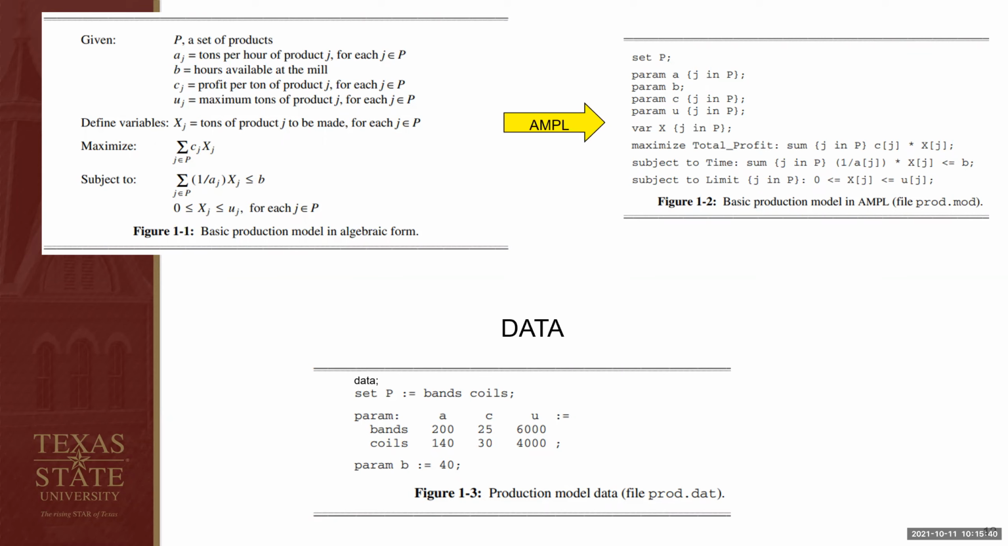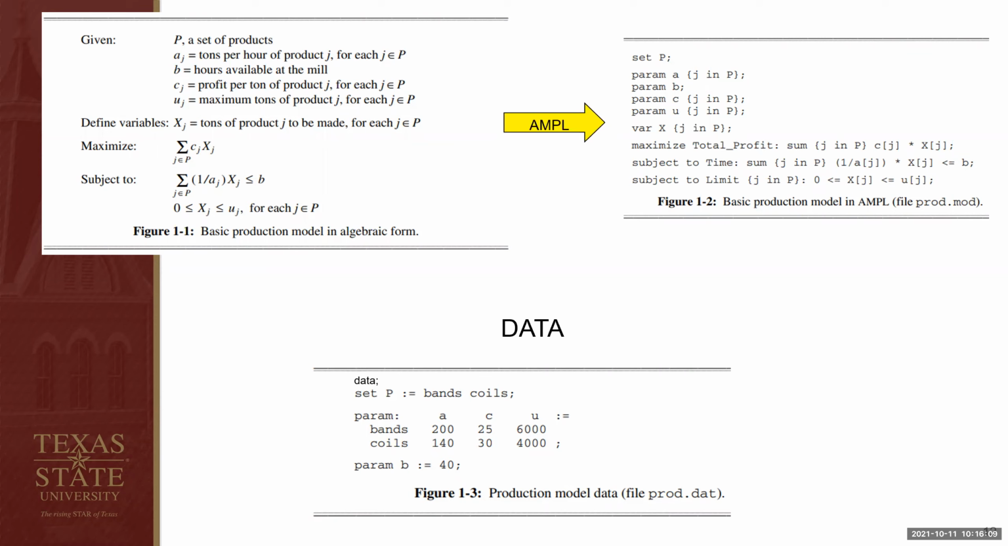So basically, if we define just the parameters in that way, when we set up the formulation, there are no numbers inside the formulation. Everything is defined in terms of the parameters that we define and the decision variables. The decision variable Xj is the tons of product j to be made for each j. And so the objective function is to maximize the profit per ton of product j.